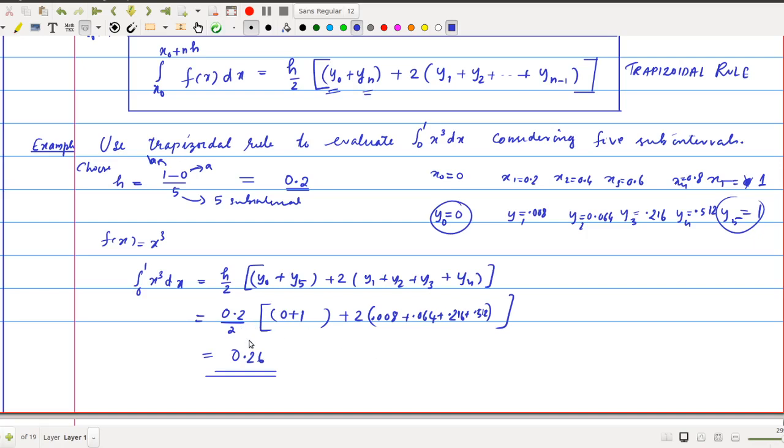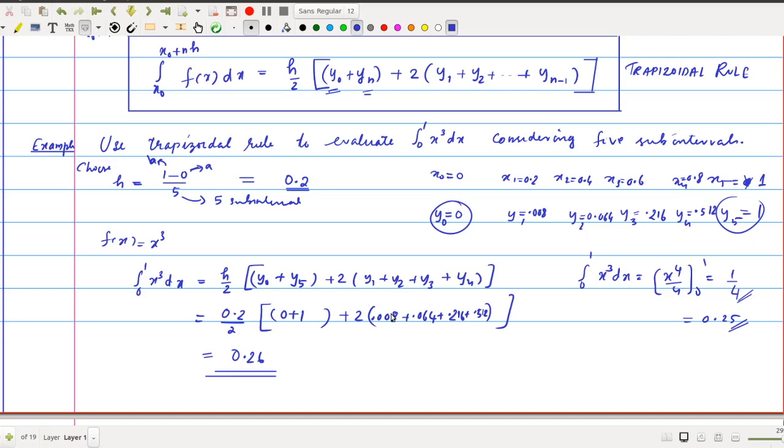That is the advantage of this. Since this is an approximate value, the actual value we can easily evaluate: the integral of x cube dx is x raised to 4 by 4 from 0 to 1, so that will be 1 by 4. This is the actual value, and 1 by 4 is 0.25. So this 0.26 is the approximate value of this integral using the trapezoidal rule. This completes the trapezoidal rule method.